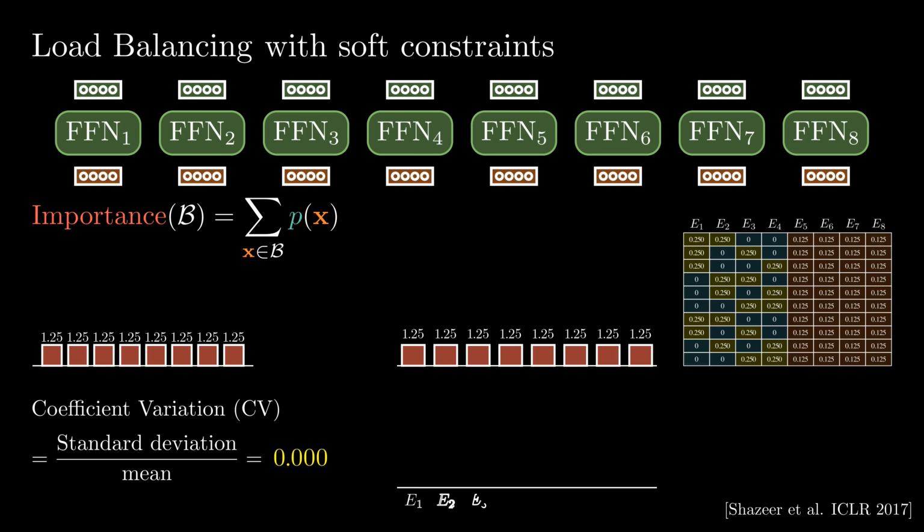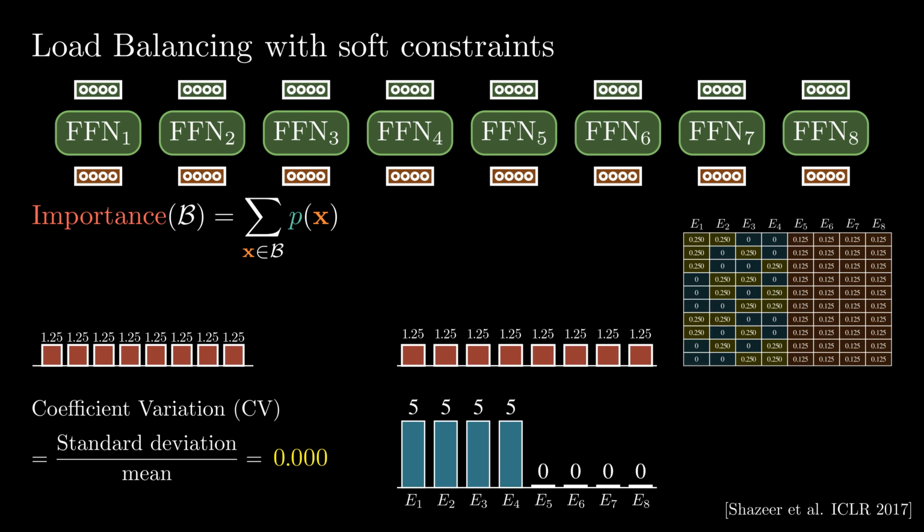But if we count the total number of tokens assigned to each expert, we see a very different story. Each of the first 4 experts receives 5 tokens. The remaining 4 experts receive 0 tokens. This means that they were never activated and updated for this batch of tokens.